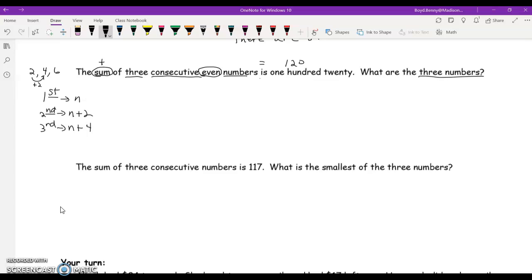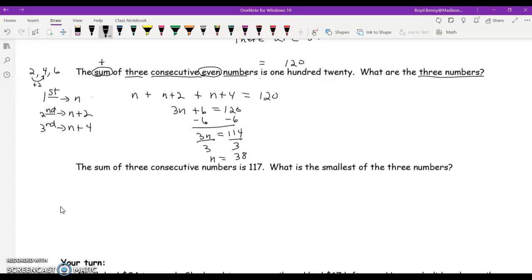Now, I'm told that this is the sum of 3 consecutive even numbers. So when I put the equation together, n plus n plus 2 plus n plus 4 is going to equal 120. Next I can combine my like terms, and I would have 3n plus 6 equals 120. I would subtract 6 from both sides, 3n equals 114. Divide by 3 to isolate n, and n equals 38.